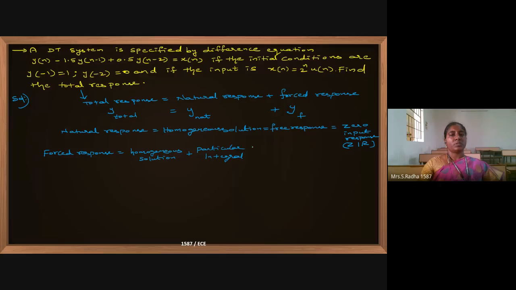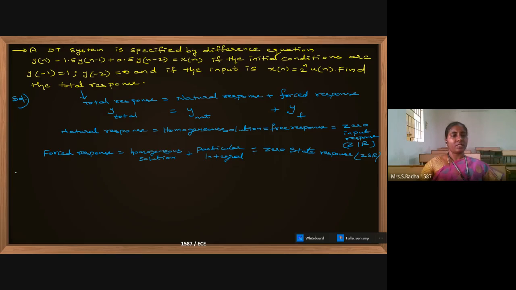Forced response means input exists, but the initial conditions of the state, which is the system, are zero. So we can also call it zero state response, ZSR. Natural response means zero input response, and forced response means zero state response. Now we are supposed to find the total response.